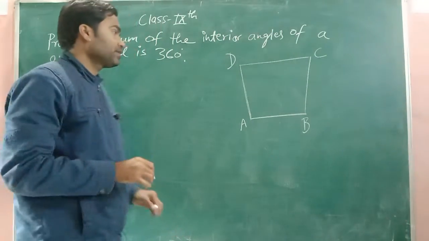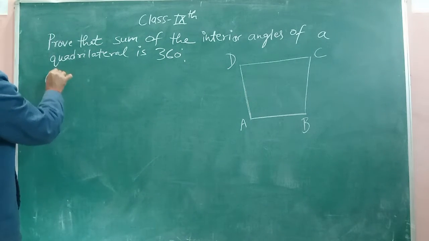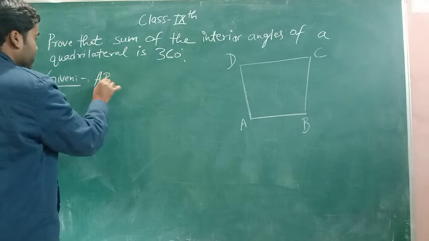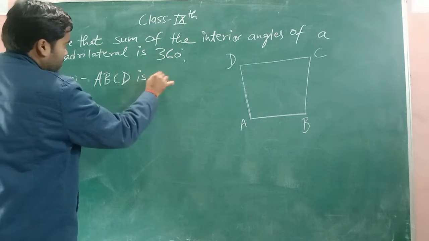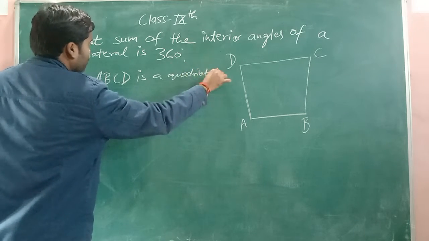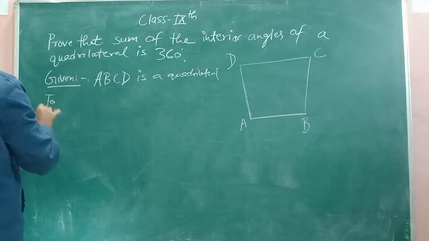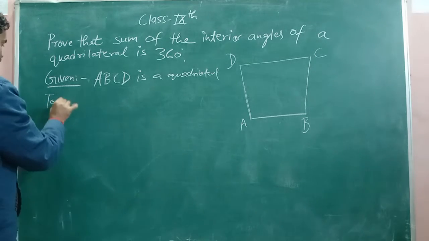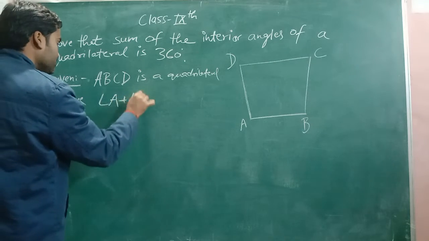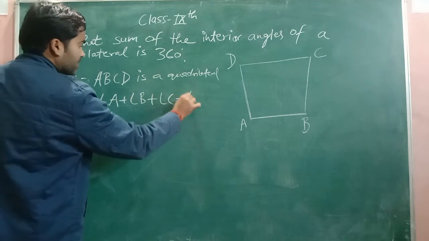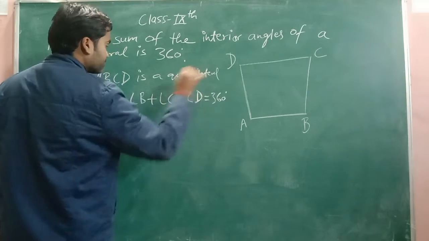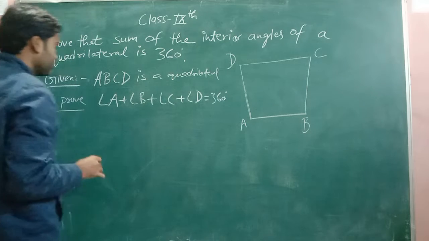So in given we will write, given that ABCD is a quadrilateral. To prove is angle A plus angle B plus angle C plus angle D is equal to 360 degrees. Sum of interior angles is equal to 360 degrees.